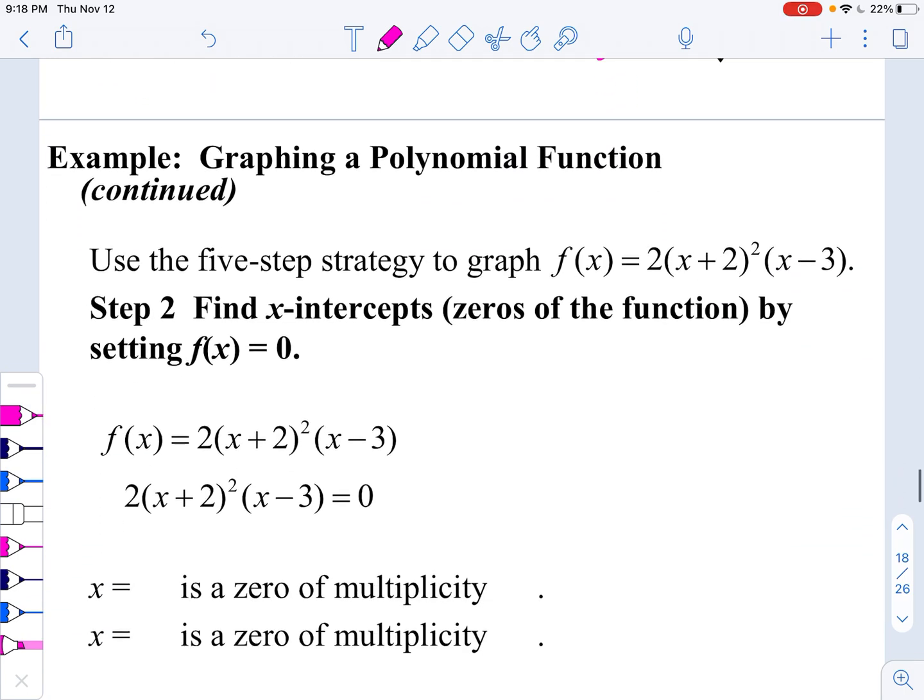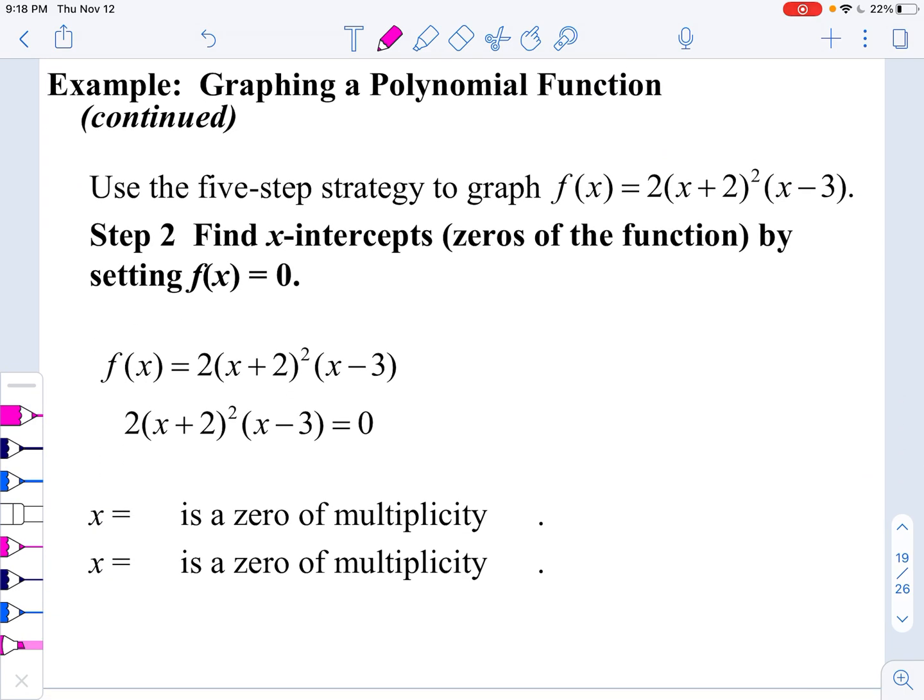Let's look at step 2. Step 2 says we're going to find the x-intercepts, or our zeros of the function, by setting f of x equal to 0. So we're going to set f of x equal to 0. That's where the equal 0 is over here on this side.